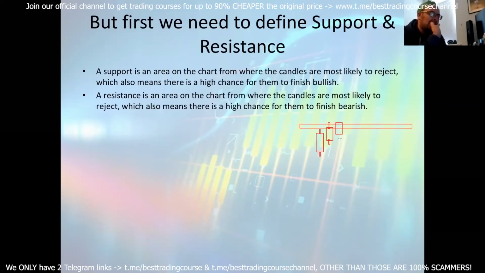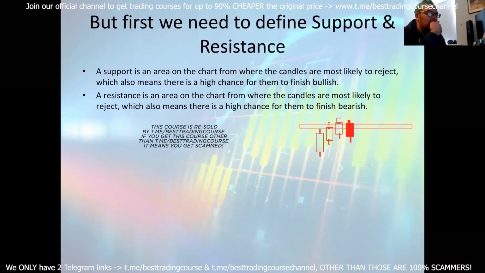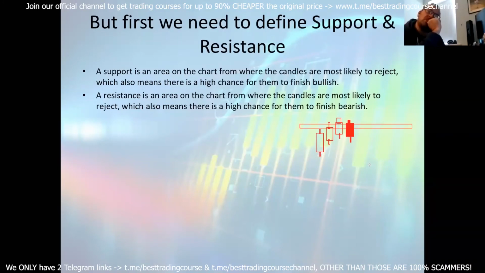I mean, it's not perfect. Things happen like this. There's a high chance that there's going to be a bearish candle printing at resistance. Now, here's the thing. The higher the time frame, the better. Trust me on this. The higher the time frame, the better. If you have a bearish candle forming on the 4-hour or daily time frame, that's a resistance.